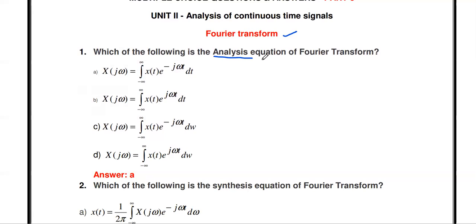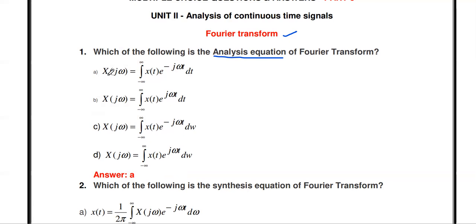What is meant by analysis equation? The analysis equation is the equation used to find the Fourier transform of the given time domain signal x of t. It is called the Fourier transform analysis equation. So which one is the correct Fourier transform equation?